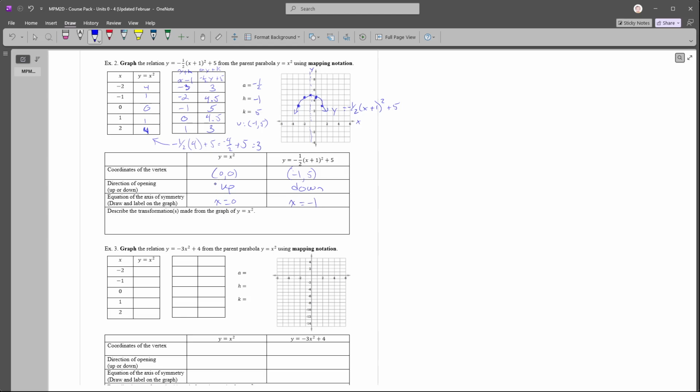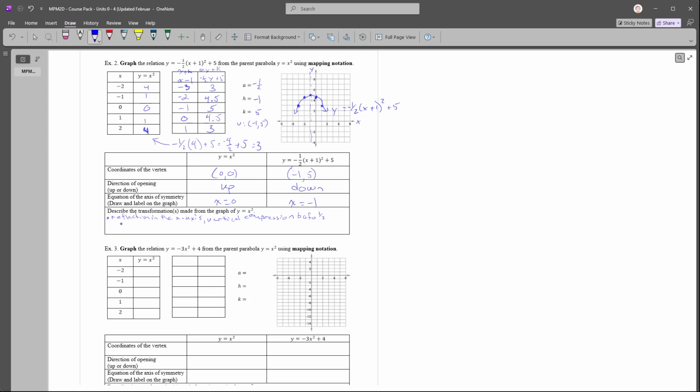Now, what are all the things that happen this time? Well, we start off with our a. Was there a reflection in the x-axis? Yes, there was. So reflection in the x-axis. And was there a vertical stretch or compression? Yep, there certainly was. A vertical compression, because it's getting smaller, because it's a value of 1/2. By a factor of 1/2.